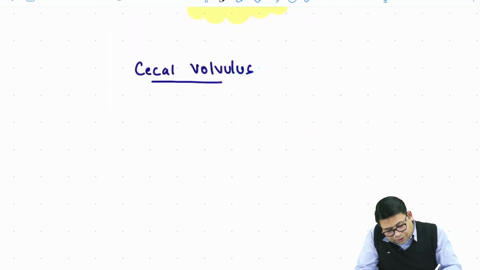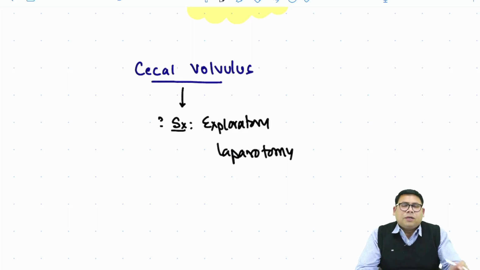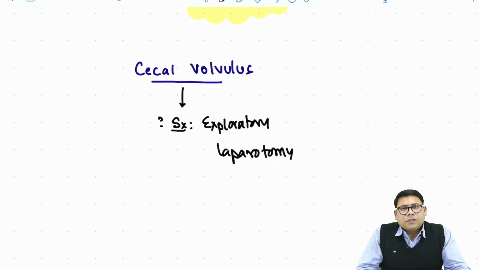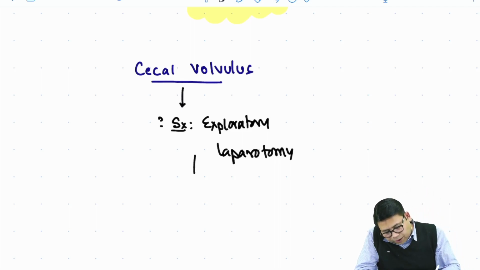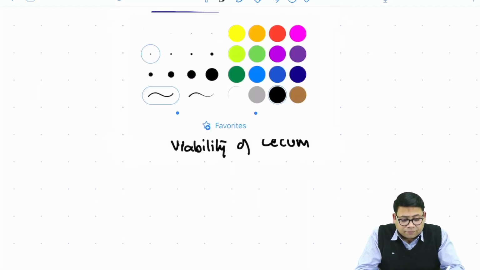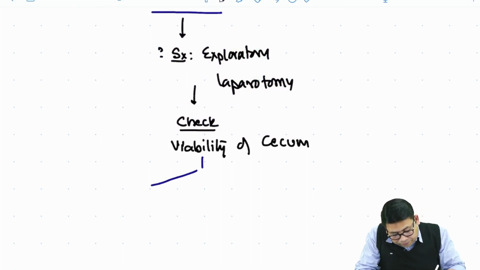So cecal volvulus, the next thing that you need to understand is you have to go for surgery. So exploratory laparotomy. Now, do you know that it is in acute intestinal obstruction where you don't go for laparoscopy, because the abdomen is distended, creating a pneumoperitoneum, and vision becomes a big task. So exploratory laparotomy, and then you ask yourself about the cecum. So check viability of cecum, and this is very important: whether the cecum is okay, whether the cecum is healthy or not.